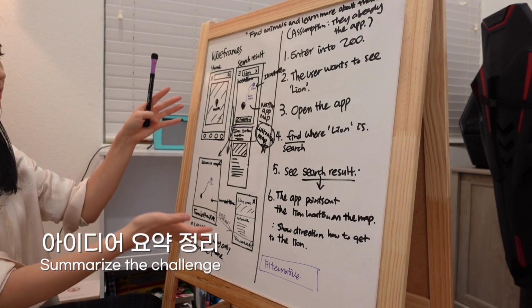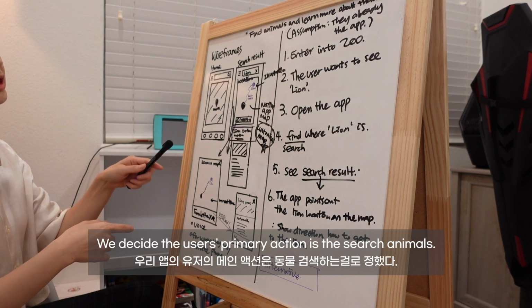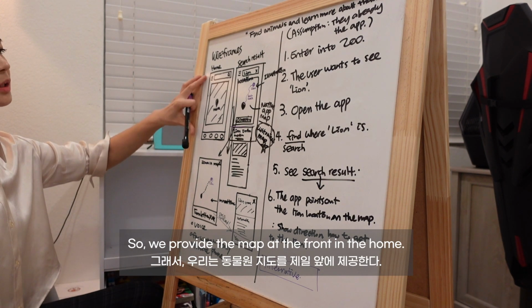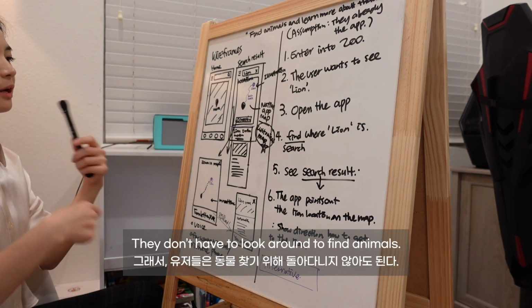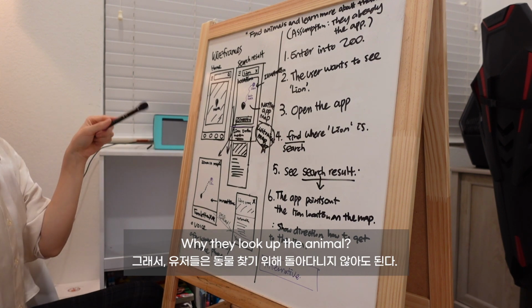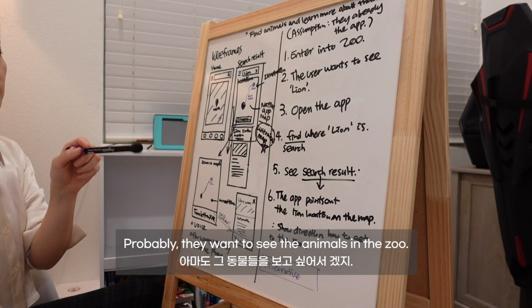So this wireframe is focused on the solution. We decided the user's primary action is searching for the animal, so we provide a map at the front of the home page, so they don't have to look around to find the animal. It's going to save time. Why do they look up the animal? Probably they want to see the animal in the zoo.